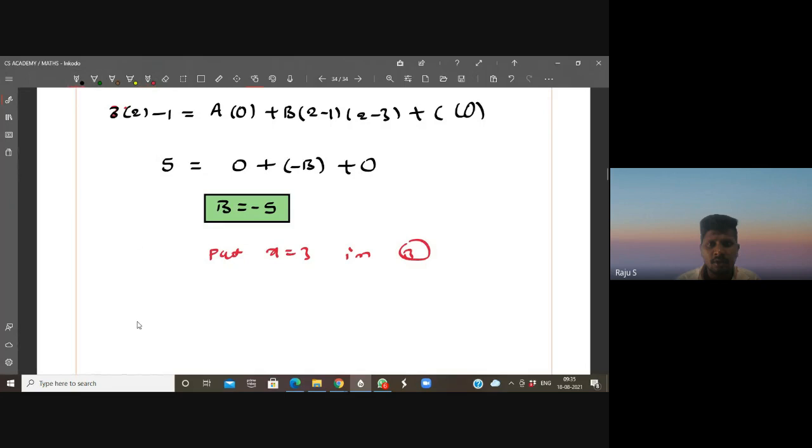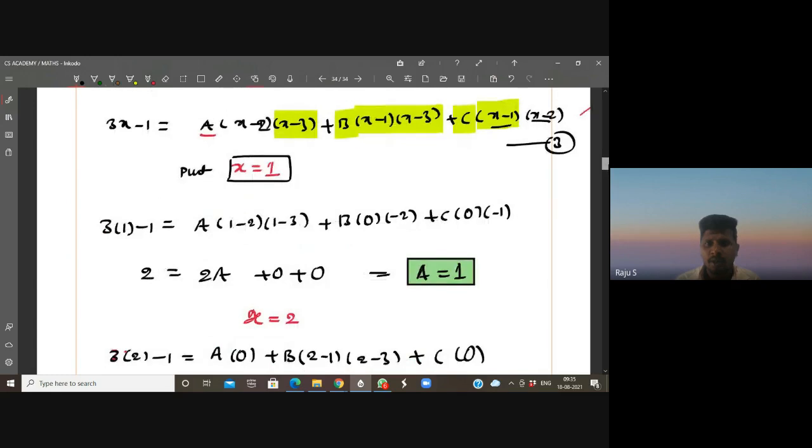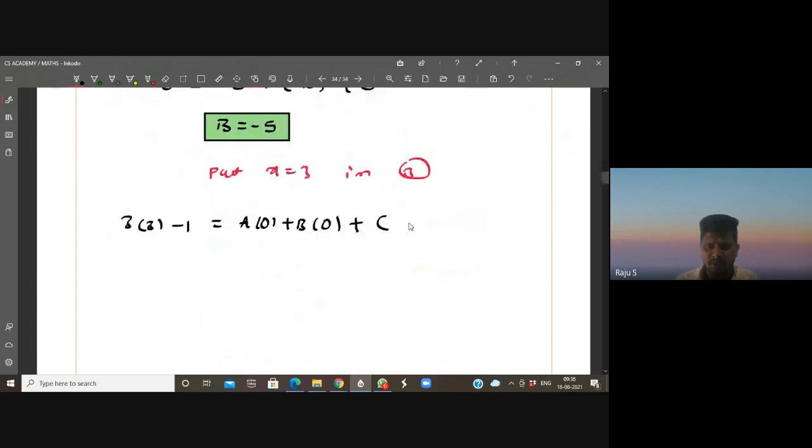So LHS is 3x minus 1. 3 into 3 minus 1 is equal to a into 0 plus b into 0 plus c into, what is the c value? x minus 1 into x minus 2. So that is 3 minus 1 into 3 minus 2. So here 9 minus 1 is 8, is equal to 0 plus 0. Here 3 minus 1, 3 minus 2 becomes, I think, 2c. c is equal to 4.